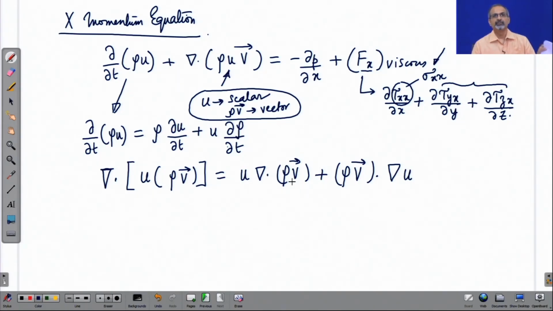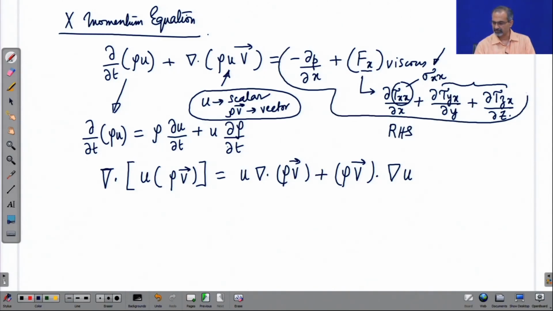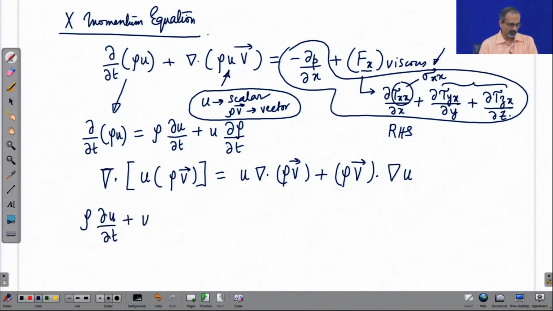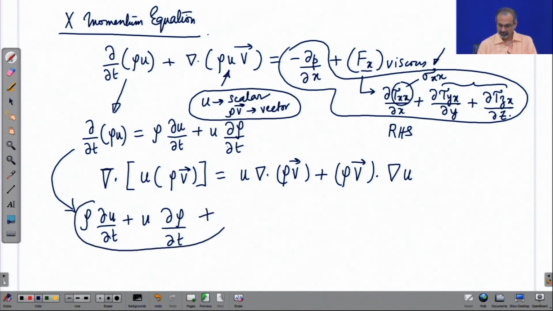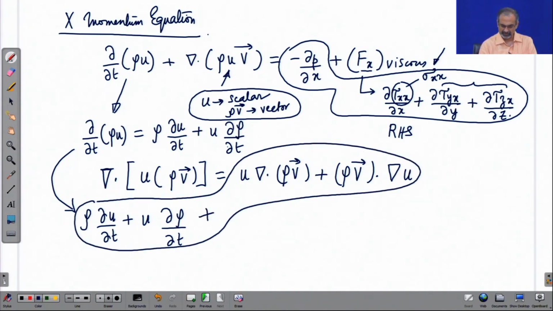Okay. Now, let us see if we put them together, what we get out of it. So, we will not write the right hand side time and again, we will just mark the right hand side as RHS, which comprises of these terms. We will just work on the left hand side. So, left hand side, what are we left with? Rho del u del t, u del rho del t, that is this part, and then comes the next terms which we have written here, that forms the entire left hand side.